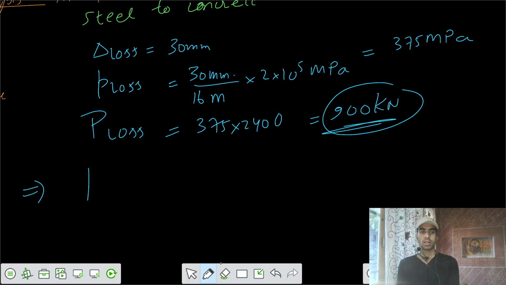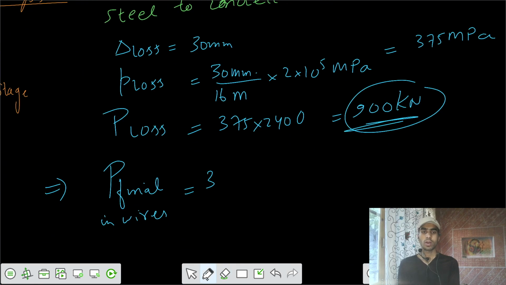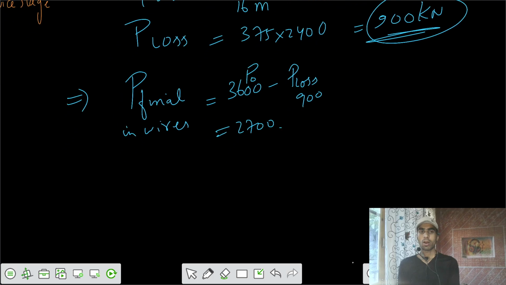So the final force in the wires is equal to, initially it was 3600. This was the initial case, P naught, minus some loss, P loss, equals 900. So finally it is 2700. So we can also represent it.